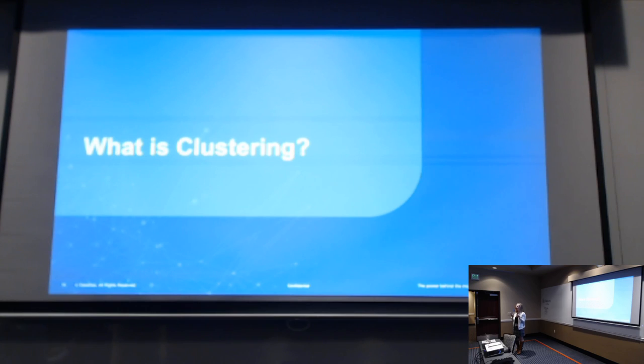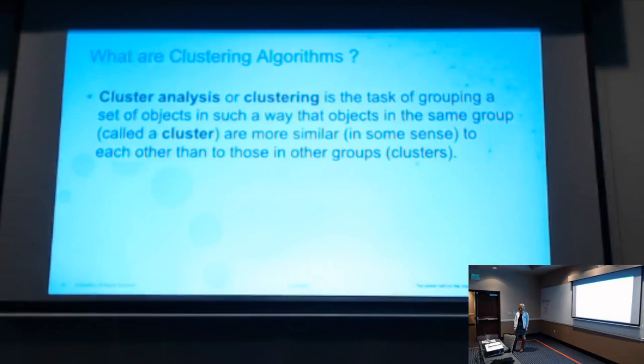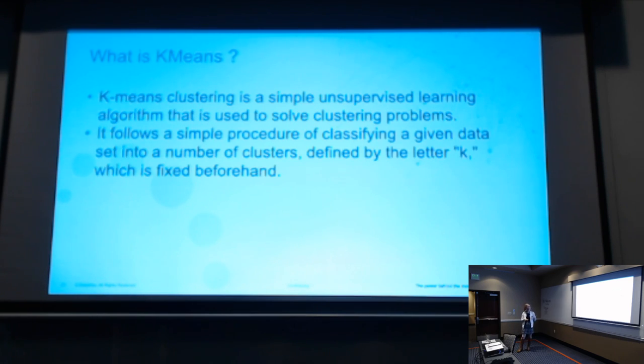So now we have an understanding of where our data is going to live and how we're going to be able to run these. Now let's talk about what we're actually going to run. So what is clustering? Clustering algorithms are pretty much as simple as what you would imagine. It's basically trying to group certain things into clusters or groups. It's the task of grouping objects into different groups, and you want the things in each group to be as similar as possible. It's pretty straightforward.